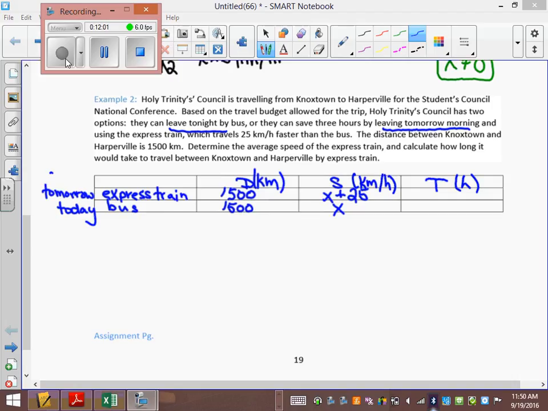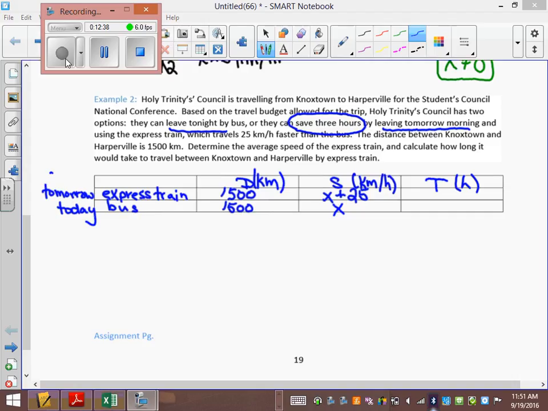Okay. Now it says the distance between Knoxtown and Harborville is 1,500. Determine the average speed of the express train and calculate how long it would take to travel between Knoxtown and Harborville by express train. Okay? So, does it give us anything about time or anything like that? What did it give us? 3 hours. Yeah. So, it says you can save 3 hours.